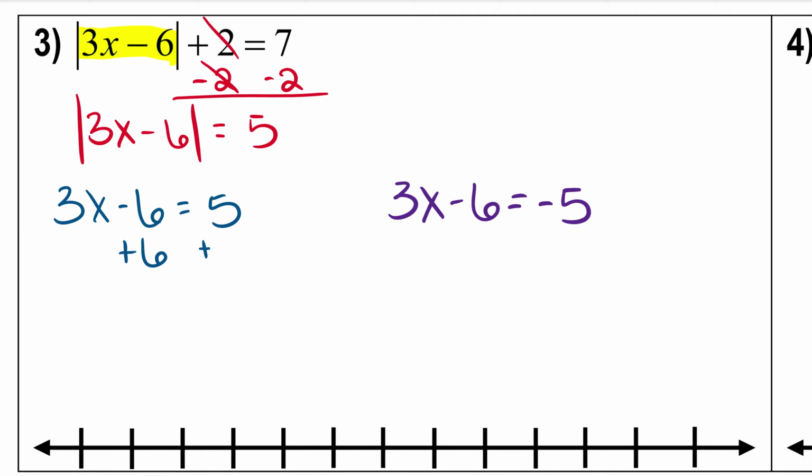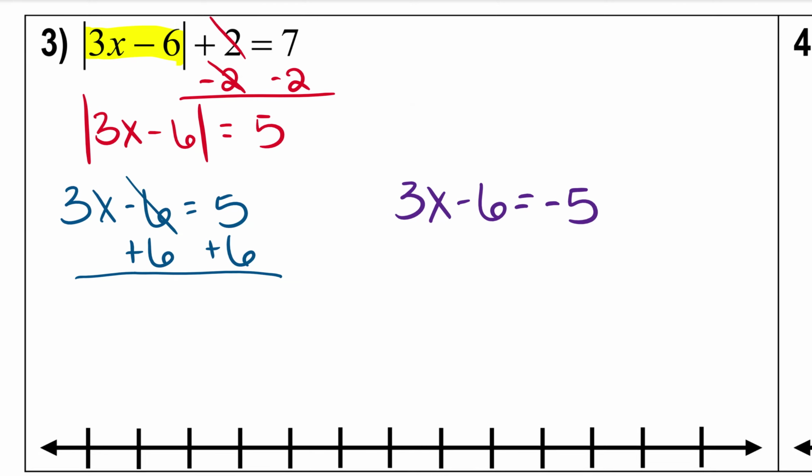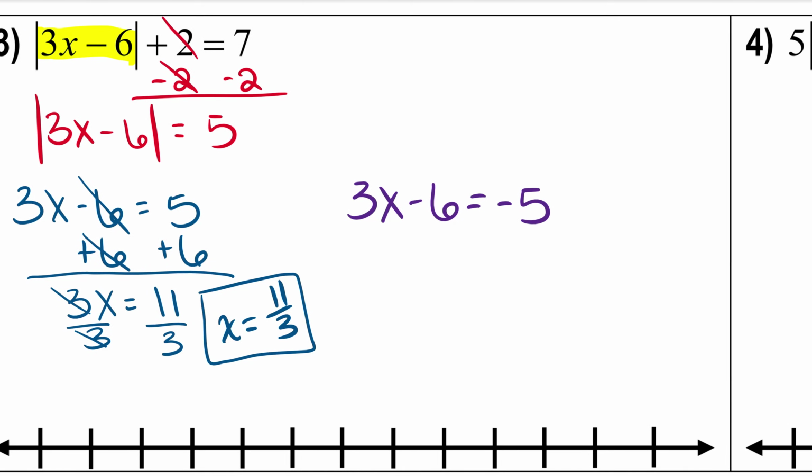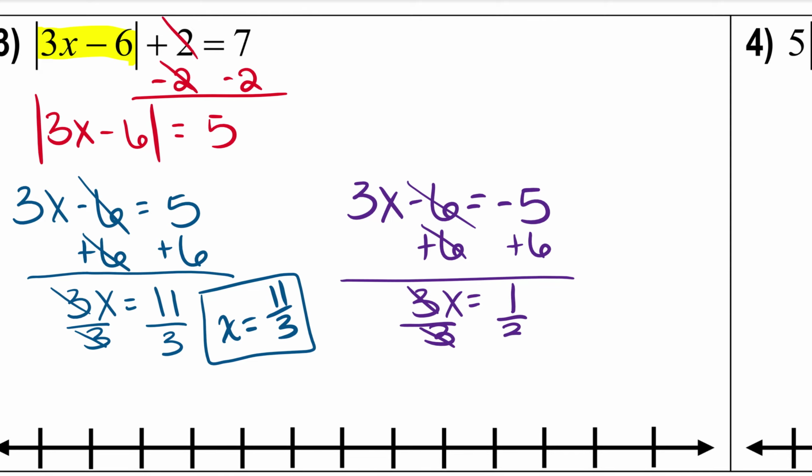So on the left, I add 6 to both sides. That gives me 3x equals 5 plus 6. Divide by 3 on both sides. Now, I can't reduce that fraction. That's okay. So I have x equals 11 thirds. That's one of my answers. On the right, add 6 to both sides. 3x equals negative 5 plus 6 is 1. Divided by 3. x is 1/3.